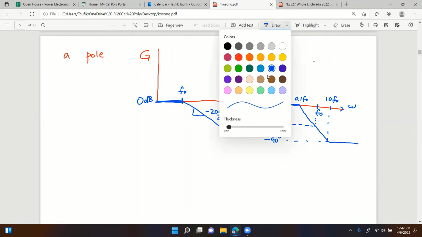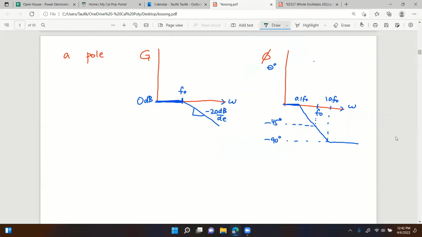But if you have a zero, then what you have is this, right? Same thing, if you have a zero, then the gain plot will be the same thing. You start from 0 dB. And then once it hits F naught, it's going to turn up, right? Instead of down, with a slope of plus 20 dB per decade.